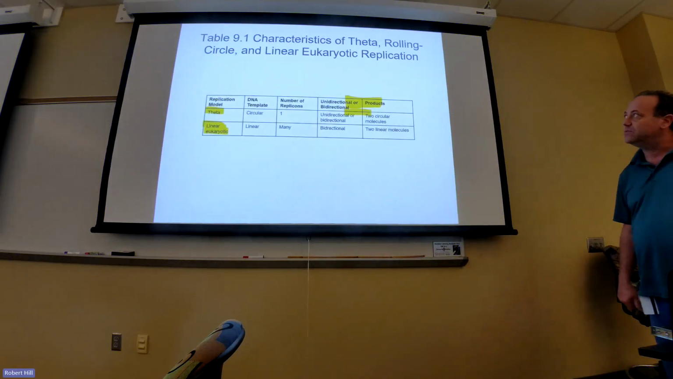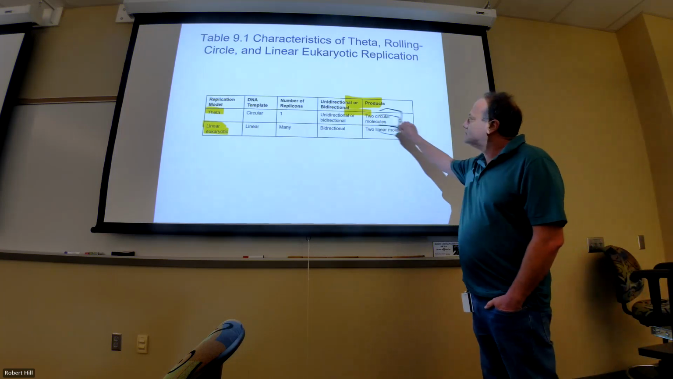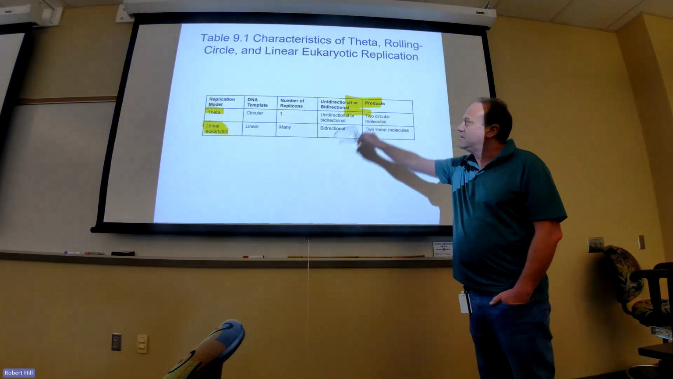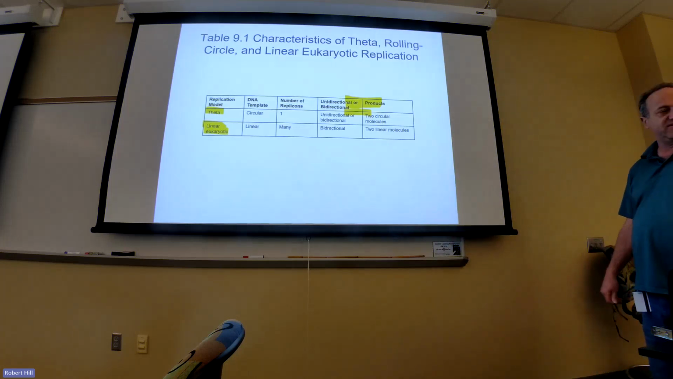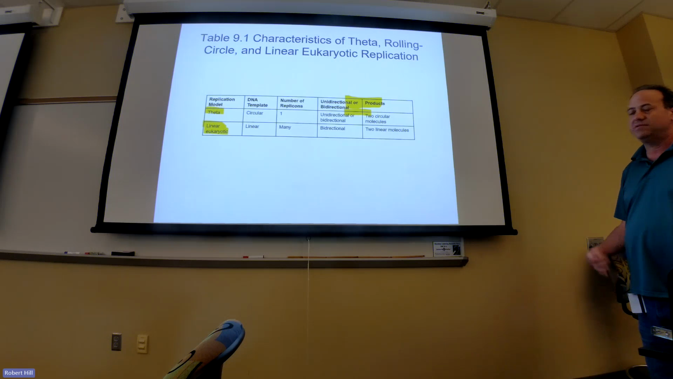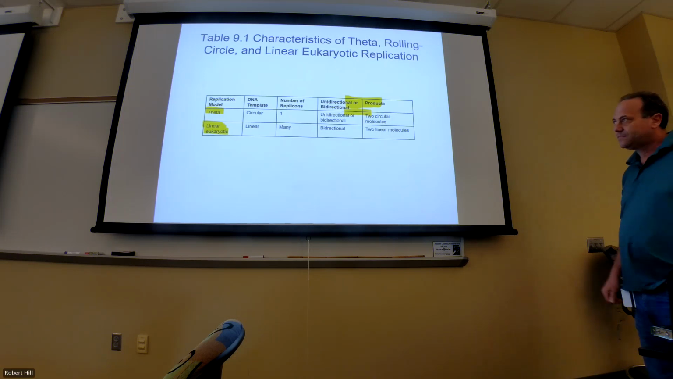All right, so this table, this should be highlighted here. I'm sorry, it got screwed up. This summarizes the difference between theta and linear eukaryotic replication. In theta, it can be unidirectional or bidirectional. Linear, it's always bidirectional. Linear has many origins. Theta has 1 origin.